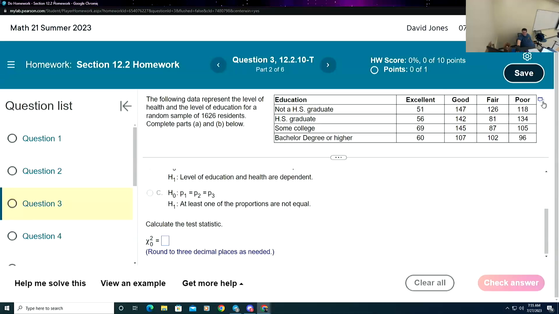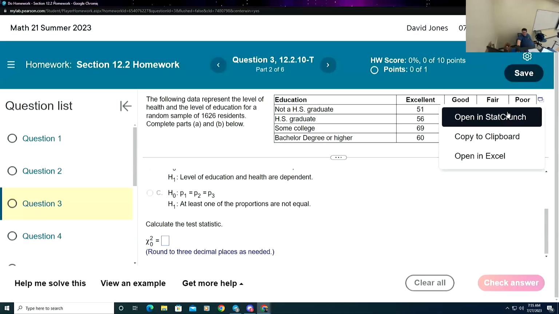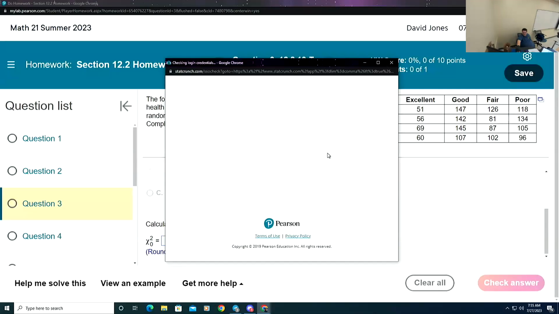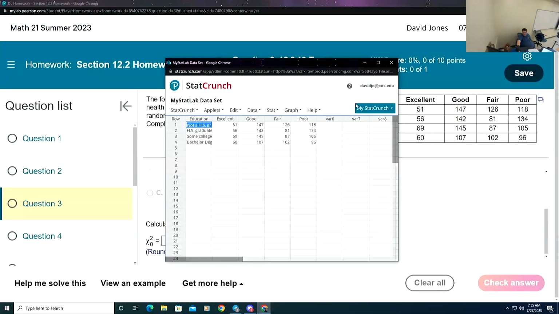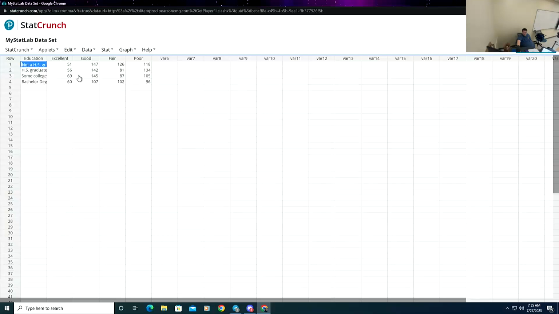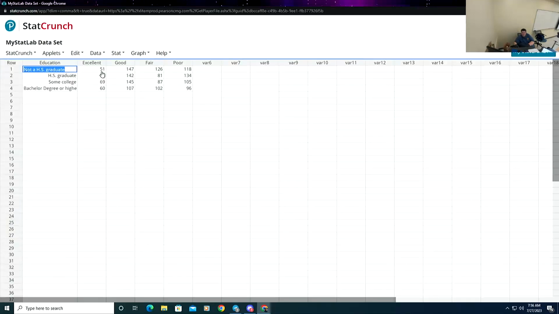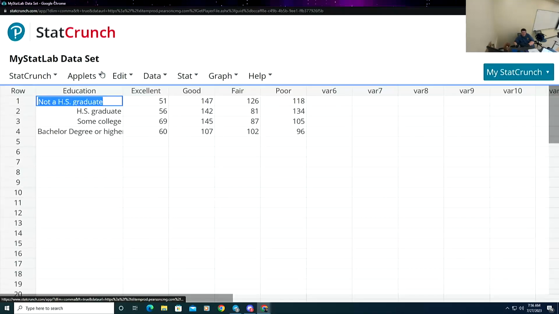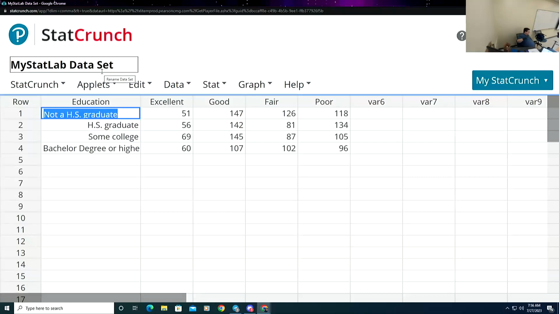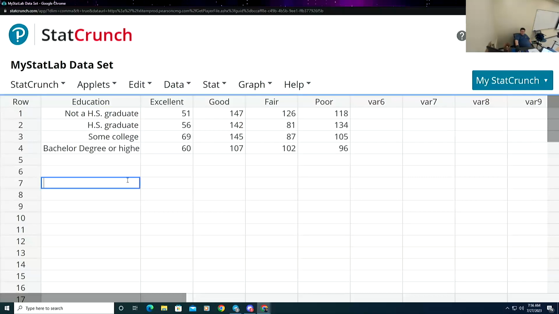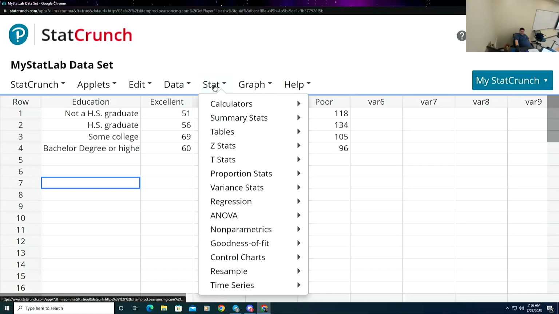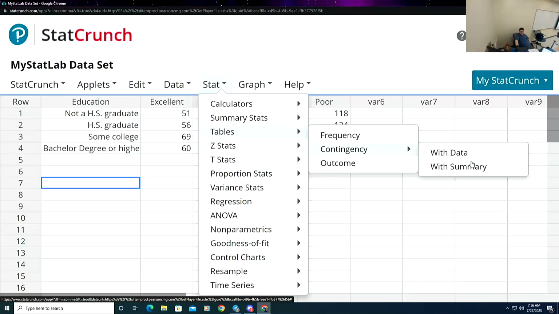We're going to load the data in. This should load. Can I make this bigger? Yeah, that helps visibility, right? All right, because I want to be able to show you some of the things you're going to need to see for the boxes. We're going to do stats, tables, contingency with summary.